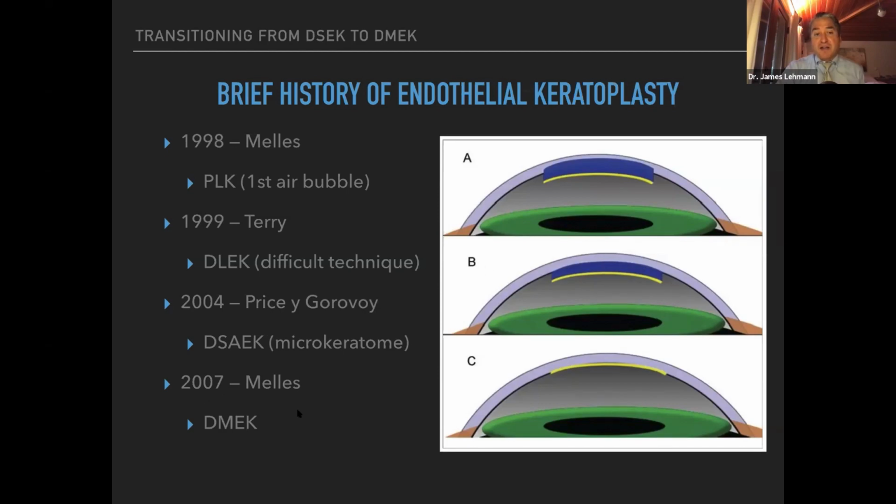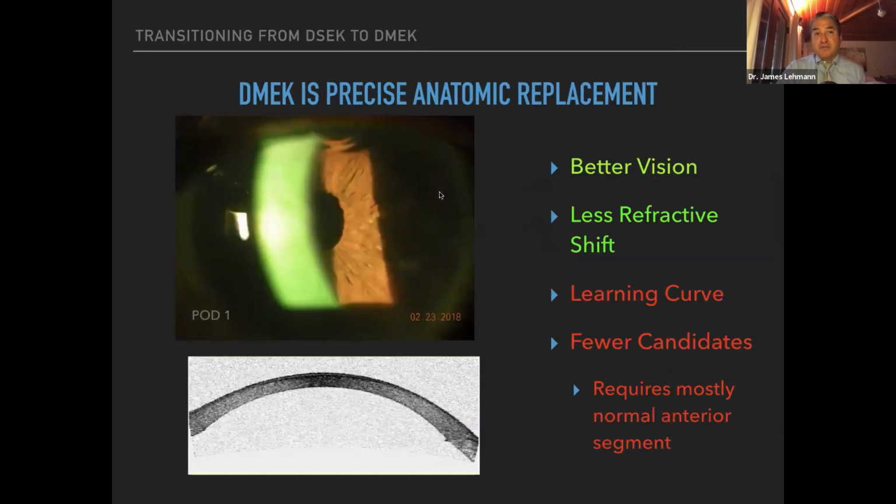And then Dr. Mellis again in 2007 did the first DMEK, where we're just doing anatomic replacement of the diseased tissue. So DMEK is precise anatomic replacement. You can see in this picture here, that's a post-op day 1 cornea, how clear it is. So they have better vision. They have less refractive shift than DSEK, for example, definitely than PK. But there's a learning curve, and there are possibly fewer candidates because, because of the surgical steps, it requires mostly normal anterior segment anatomy.